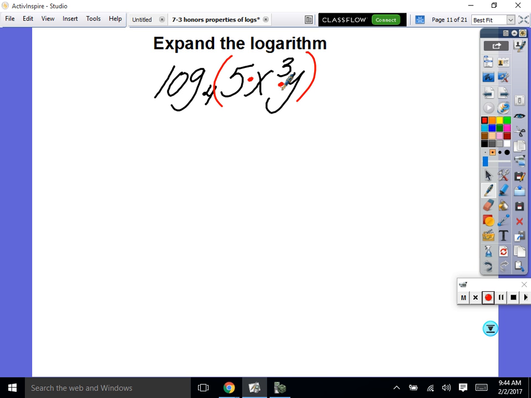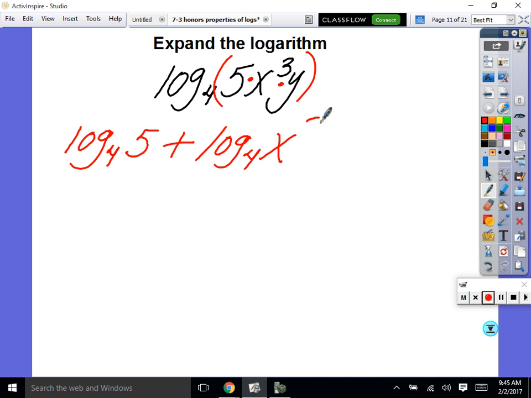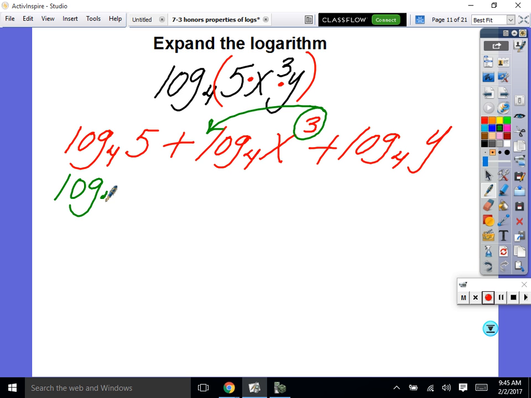When you multiply, you add. So we can split this apart, and anything that's being multiplied will be split apart by addition. So this is the same thing as log to the base 4 of 5 plus log to the base 4 of x cubed plus log to the base 4 of y. Now this is still not considered expanded if there's any exponents still left up. So notice we have a 3 up here, so this needs to come down in front. So our final answer would be to expand it completely, log base 4 of 5 plus 3 log to the base 4 of x plus log to the base 4 of y.